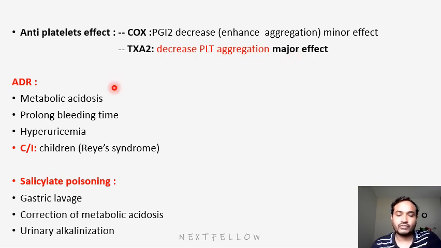Next, adverse effects of salicylate. It will cause metabolic acidosis and prolonged bleeding time, because it decreases platelet aggregation, so once bleeding starts, bleeding time is prolonged. Hyperuricemia, so you can avoid it in gout patients. It is contraindicated in children because of Reye's syndrome. Next important thing is salicylate poisoning. In a patient with salicylate poisoning, we do gastric lavage, correction of metabolic acidosis, and urinary alkalinization with soda bicarb.